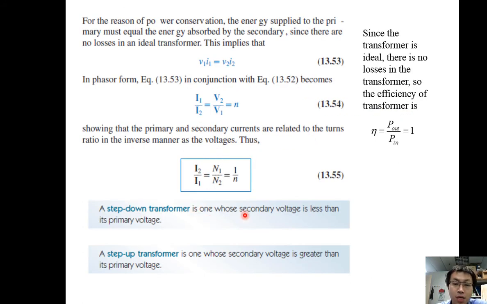A step down transformer is one whose secondary voltage is less than the primary voltage. For example, I have 1000 volts on the primary side and I want to get 100 volts on the secondary side. This is step down. I can have a step up as well. If I have 100 volts on the primary side and I want to get 2000 volts on the secondary side, that is also possible. We call it a step up transformer.